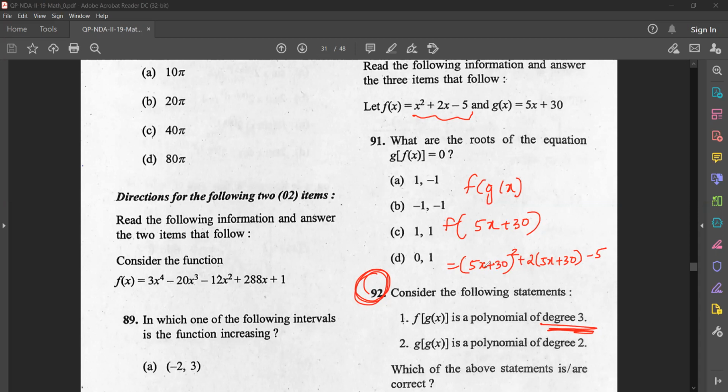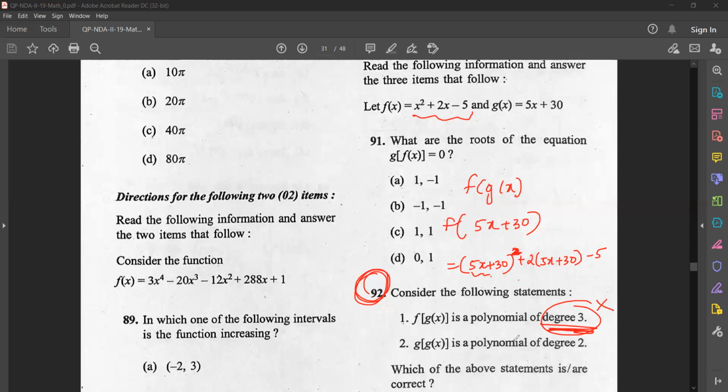See, when you square this, the maximum degree coming is square, isn't it? So degree is not 3. When you open this, there is no need to open, that will take more time. You have to just check. When you square this, the only degree that is possible is 2. We cannot get a cube over here. So degree is not 3. Here degree is 2. Degree means what? Highest power. So when you open this, 25x square will be coming. So that is square only. So degree is 2. So the first statement is wrong.